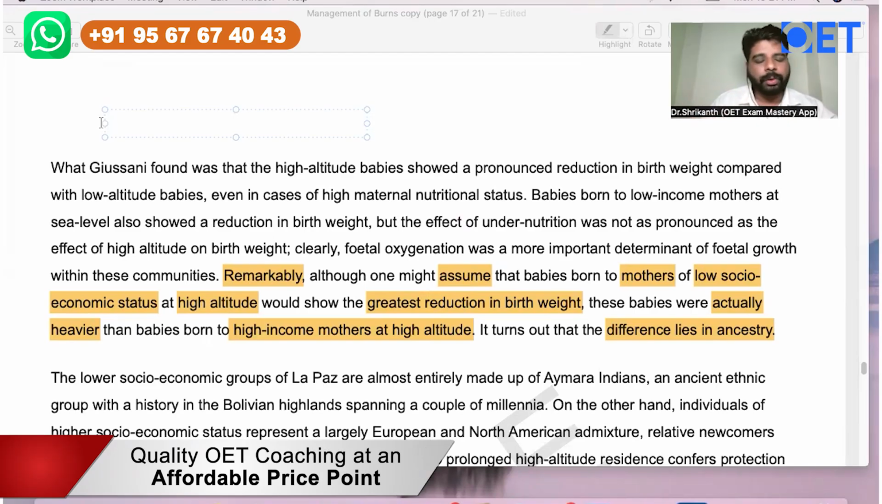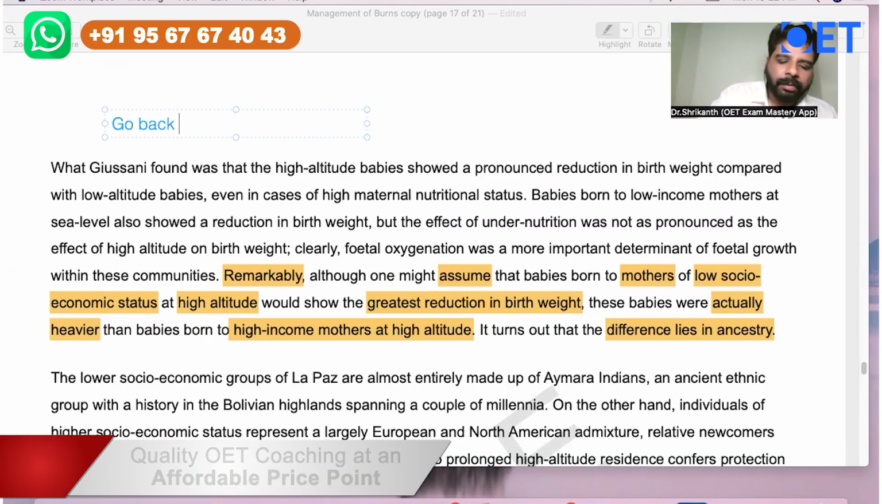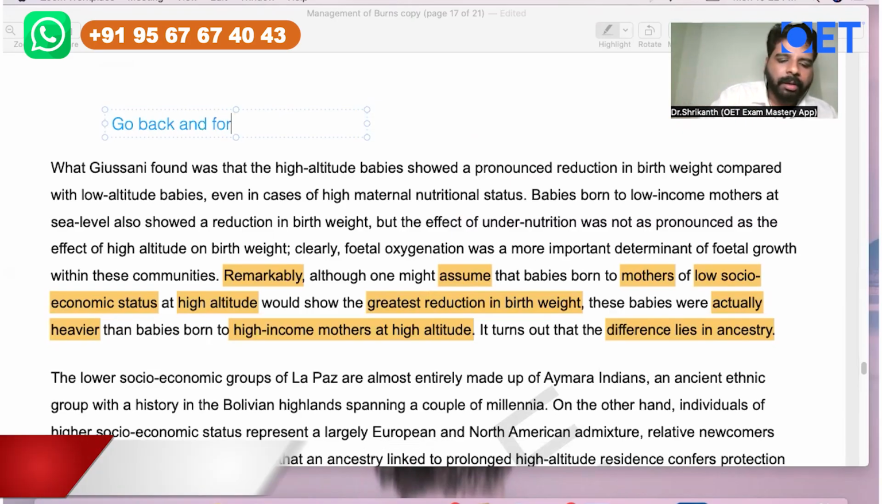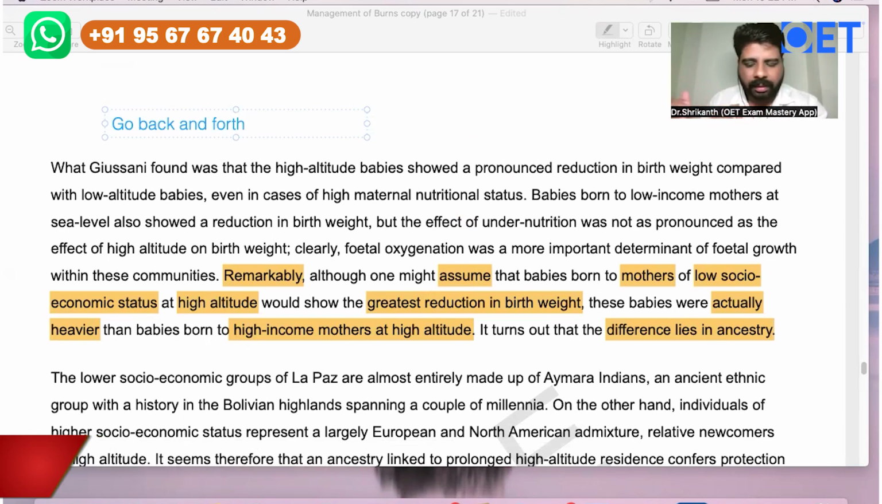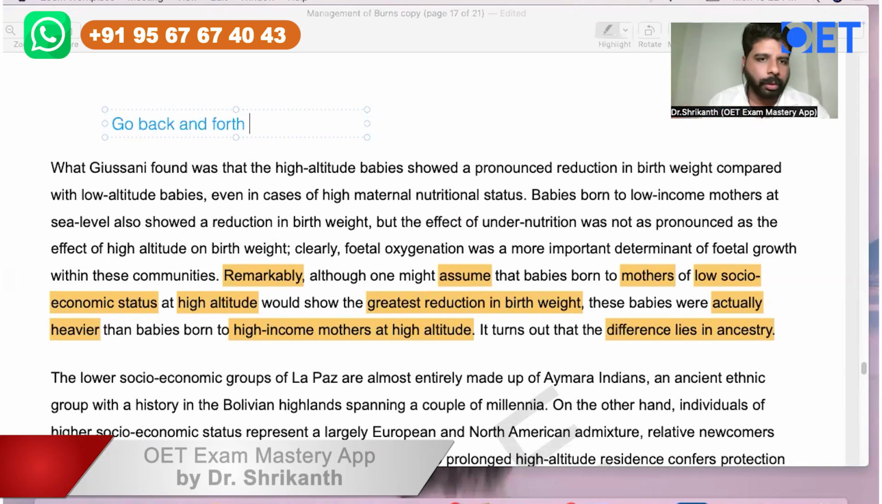Those who find the language difficult, that is, they read the passage but are not able to understand the information, my advice to them is to go back and forth. Back and forth basically means go to answer option A, read it, and then come to the passage and see if the keywords mentioned in the option are there or not, and whether you are able to eliminate answer option A or not. Then you go to answer option B.